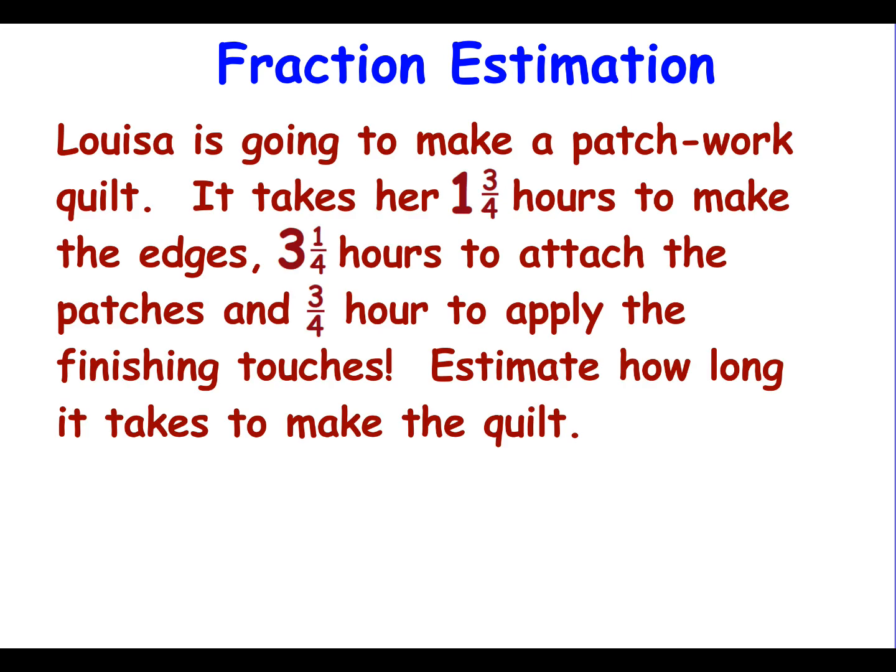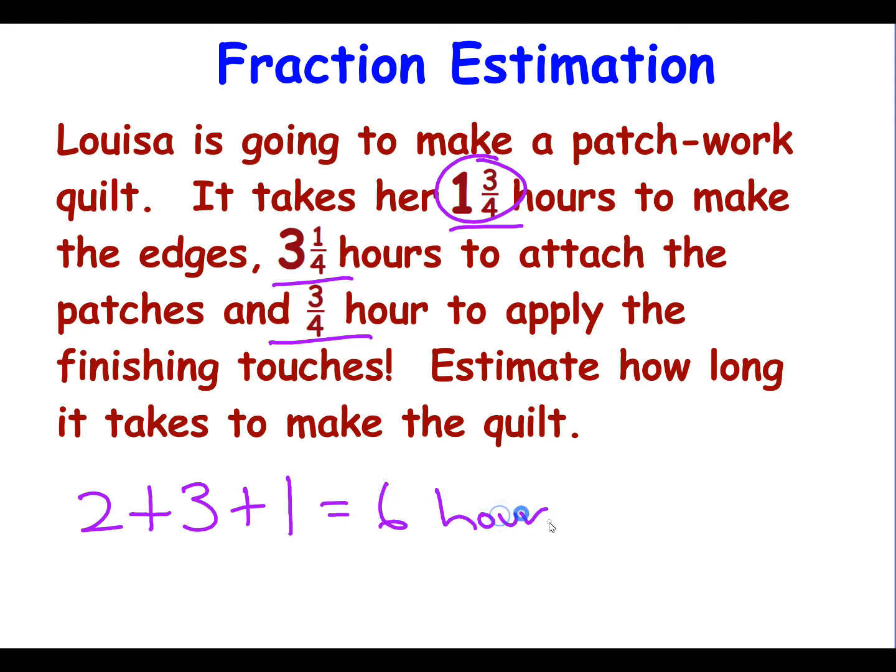Here's an example for you. Louisa is going to make a patchwork quilt. It takes 1 3/4 hours to make the edges, 3 1/4 hours to attach the patches, and 3/4 of an hour to apply the finishing touches. Estimate how long it takes to make the quilt. So 1 3/4 is close to 2, 3 1/4 is close to 3, and 3/4 is close to 1. Add them together and I estimate it will take 6 hours to make the quilt.